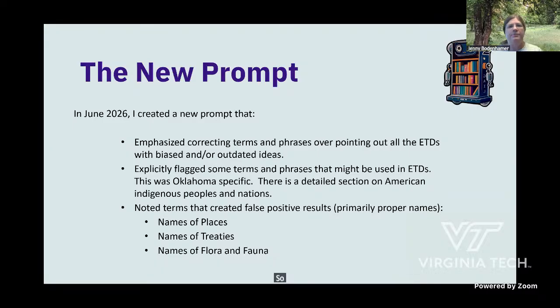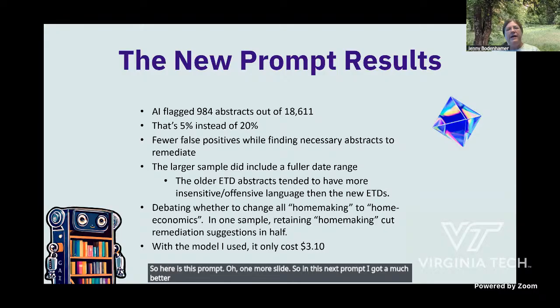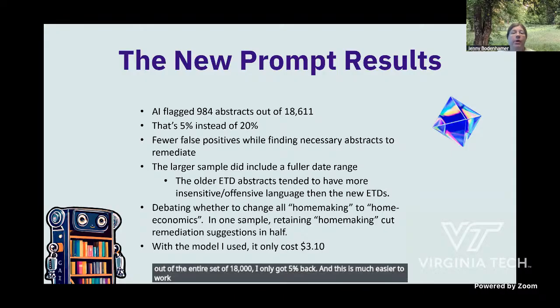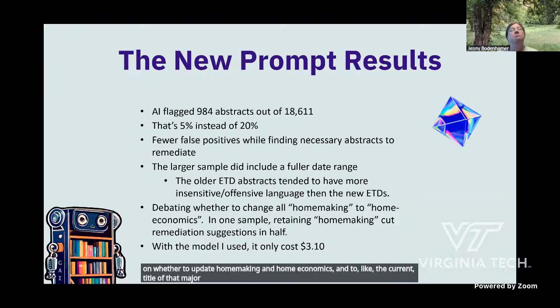So here is this prompt. Oh, one more slide. So in this next prompt, I got a much better set of flagged items that I can go through and then improve in the future. Out of the entire set of 18,000, I only got 5% back. And this is much easier to work through. I'm still debating on whether to update homemaking and home economics into the current title of that major and so forth, but I'm working on it.